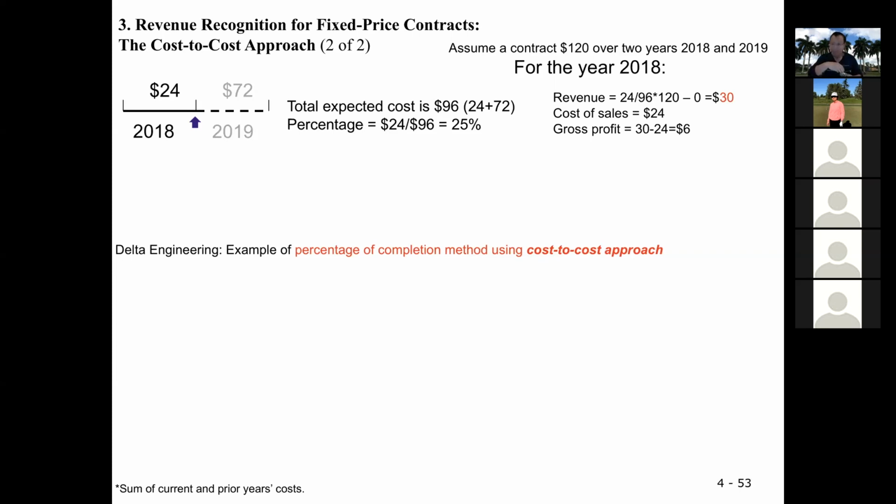So I have a question. All right, the question is about the revenue you calculated up there. I just want to clarify: 24 divided by 96 multiplied by 120, they are together, right? Yes, the result we get will be deducted from the previous year's revenue. So this is how much revenue I should recognize up to the end of 2018. I'm going to minus all the revenues that have been recognized before 2018, which is 0. So I know that in 2018, I should recognize 30 because 2018 is my first year.